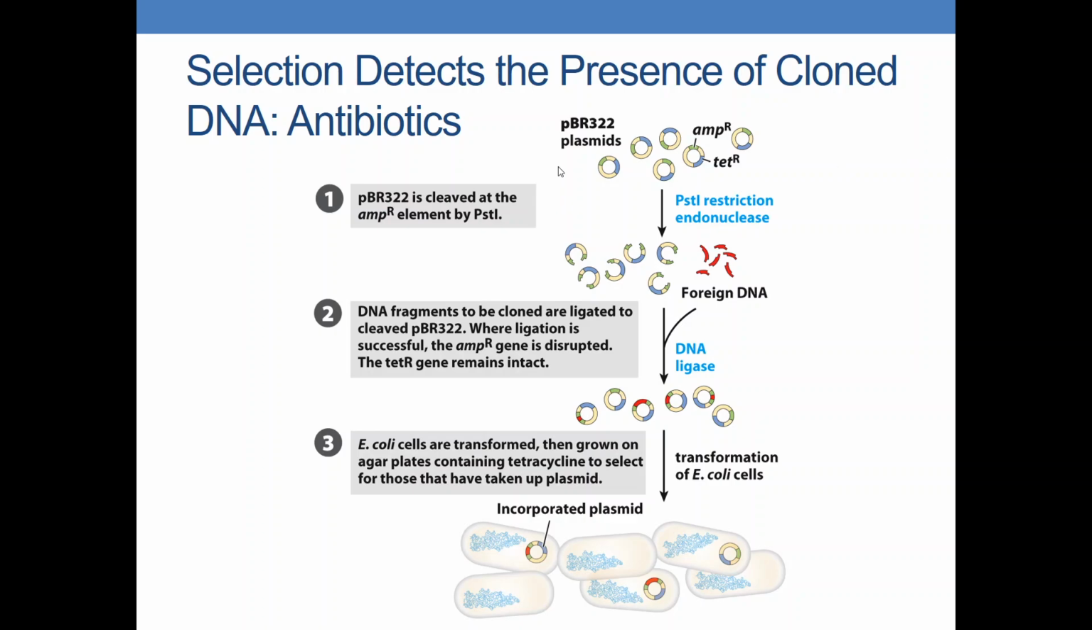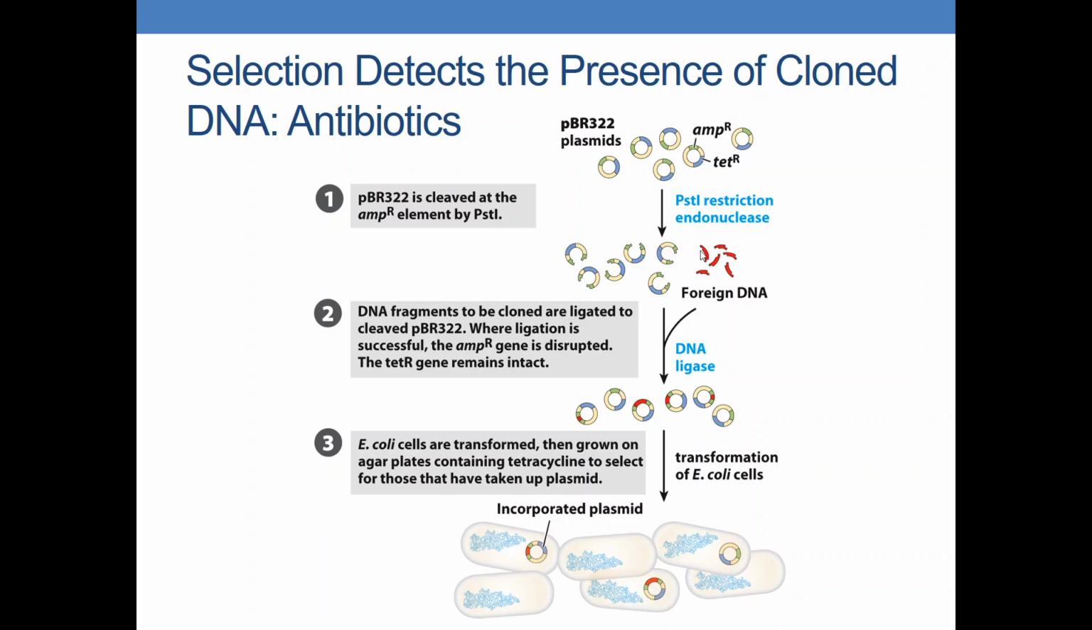So let's say we start with a certain type of vector referred to as pBR322. The pBR322 vector actually has two different antibiotic resistance cassettes. There's an ampicillin resistance cassette and a tetracycline resistance cassette. You're going to treat that vector with PstI restriction enzyme, restriction endonuclease. It is going to cut at a site that sits right in the middle of the ampicillin resistance cassette. So now I have linear vector. My vector is no longer circular, it's been cut open.